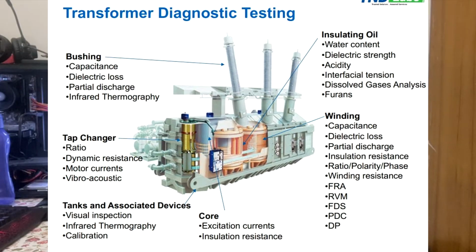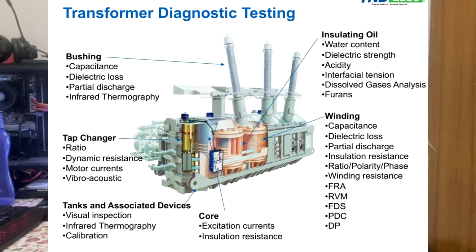The bushing includes testing of capacitance, dielectric loss, partial discharge, infrared thermography. Next one, tap changer. The test includes its ratio, dynamic resistance, motor current, vibroacoustics. The next one is tanks and associated device. Visual inspection, infrared thermography, and calibration are included in this testing.